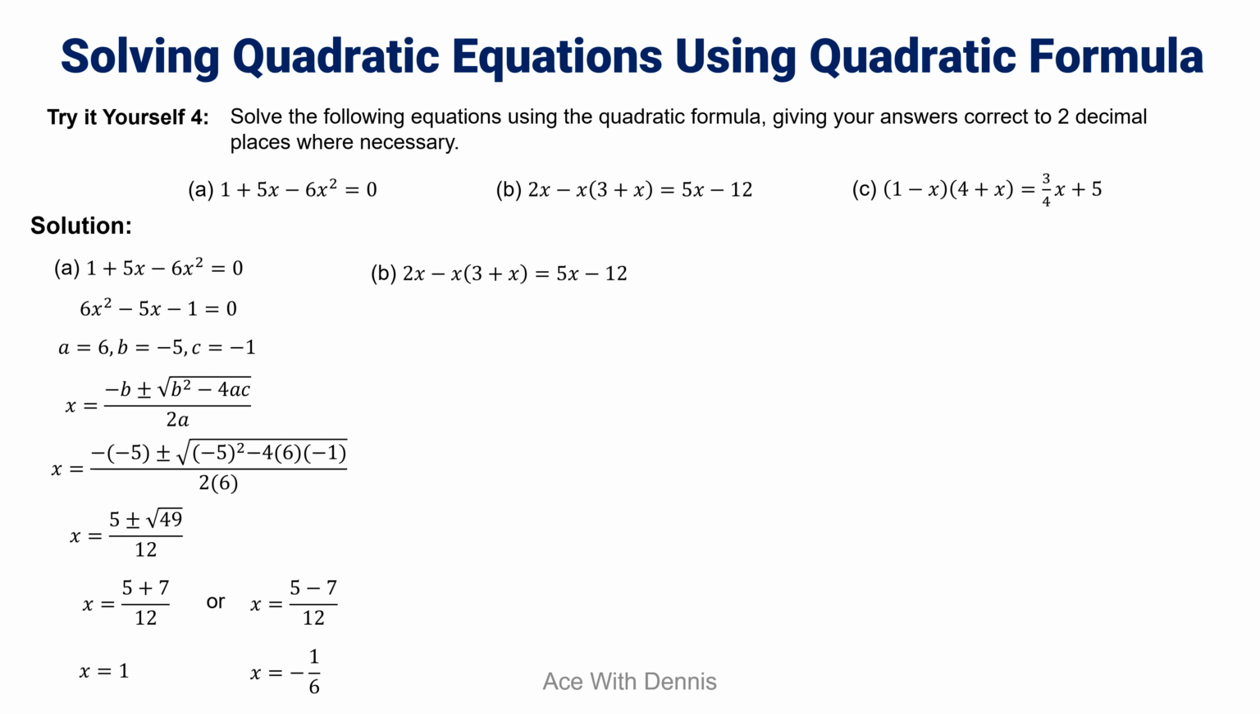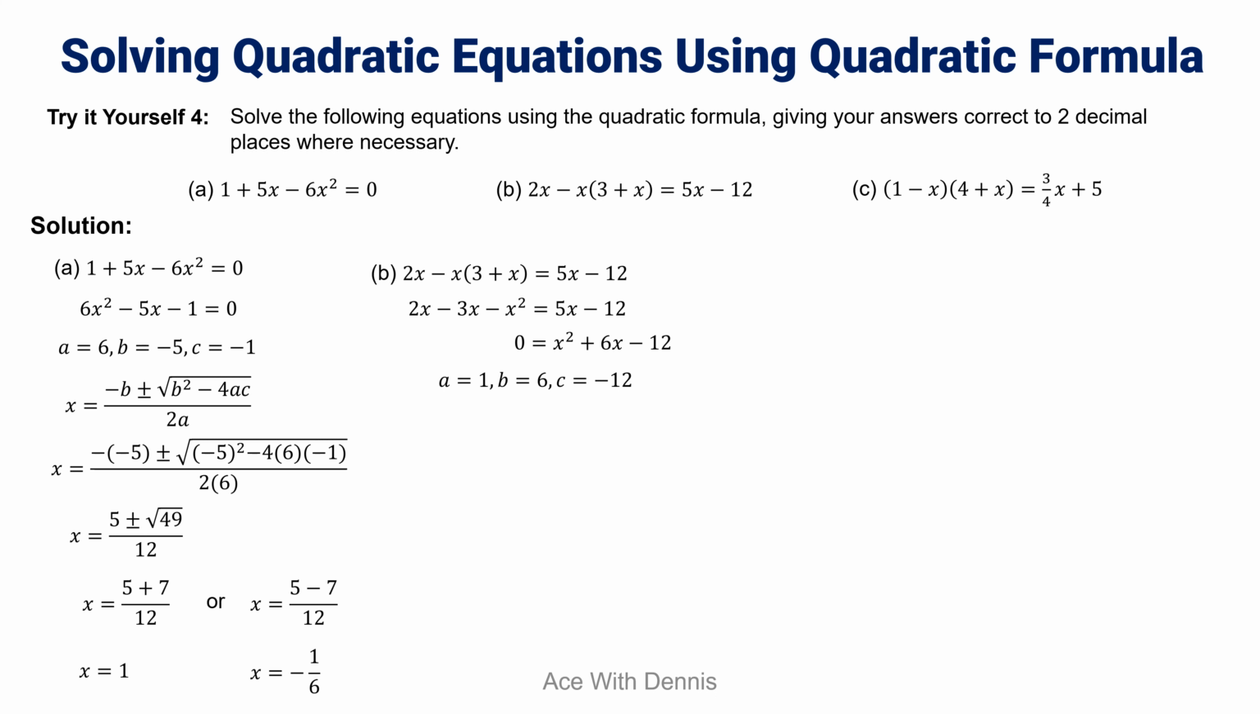Then for b, 2x - x(3 + x) = 5x - 12. So the first step I do is expand the bracket. I get 2x - 3x - x² = 5x - 12. So I move all the terms from the left side to the right hand side so that the x² term is positive. So the equation becomes 0 = x² + 6x - 12. And it is in the form of ax² + bx + c, where a equals 1, b equals 6, and c equals -12.